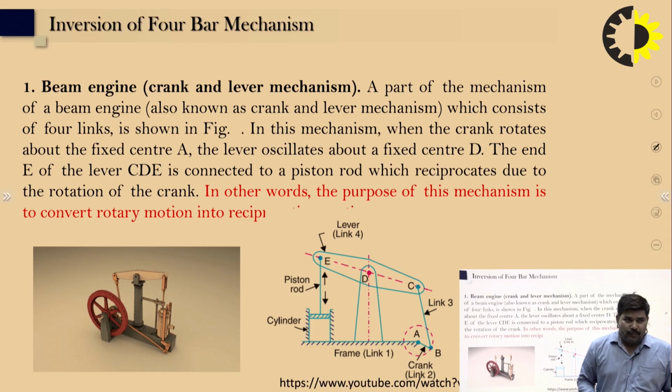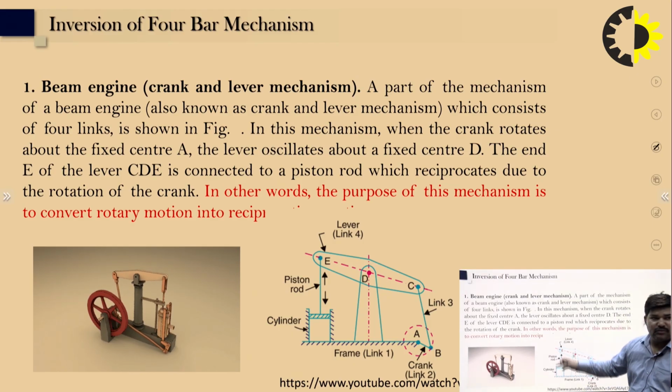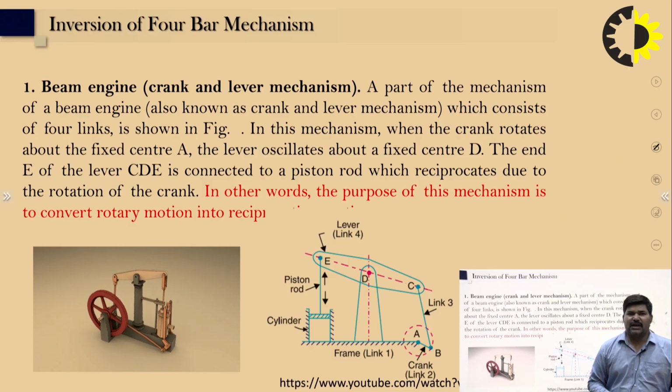Next, the beam engine, which is a crank and lever mechanism. You can see here a part of the mechanism, the 4-bar mechanism we draw. A part of the mechanism of a beam engine is also known as the crank and lever mechanism, and consists of the 4 links shown in the figure. In this mechanism, when the crank rotates about the fixed center A, the lever oscillates about the fixed center D.